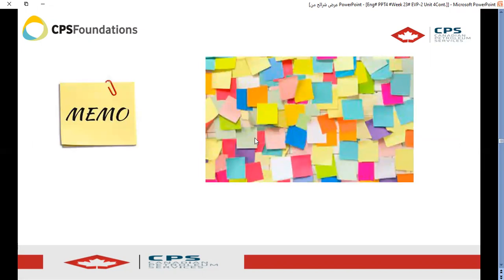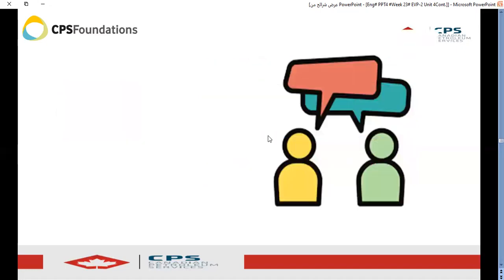Memo. You see, this is a memo. It's like sticking a piece of paper on a wall or a computer to tell someone to do something. If you want your friend who's living with you in the same flat, for example, to buy some cheese, you get up early, you leave early, so you leave a memo on the fridge. Please buy some cheese. So this is a memo, a short message that is stuck in place.